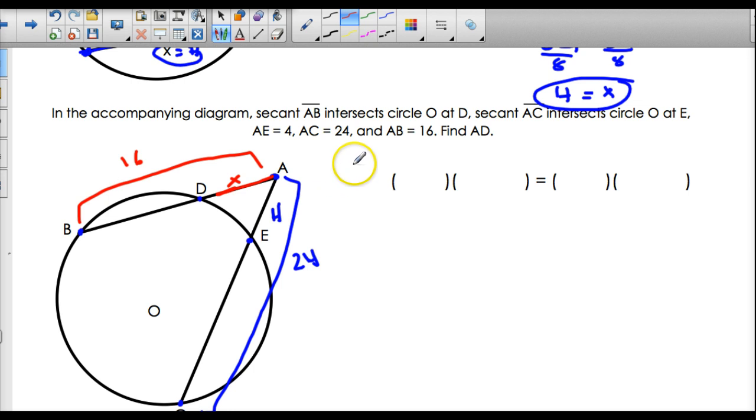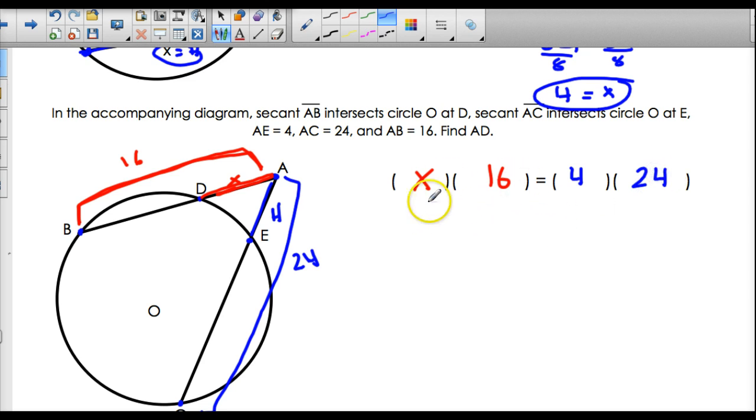How do we solve this one? Well, we just use the same theorem we did before. This is the two secant theorem. The exterior piece, which is X, times the whole thing, which in this case, we know the whole thing. We don't have to add them together. They gave it to us. So the whole thing is just 16, is equal to the exterior, which is 4, times, once again, the whole thing, which they gave to us. AC is the whole thing, so that's 24.